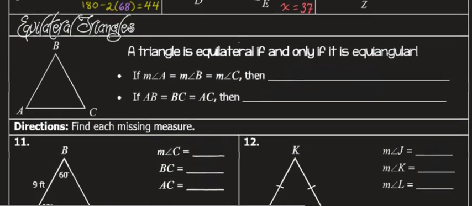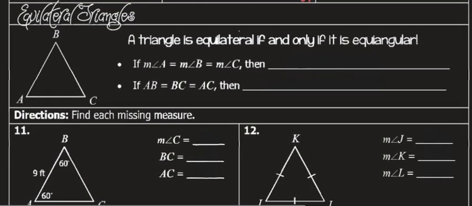Equilateral triangles. A triangle is equilateral if and only if it's equiangular. If the measure of angle A is equal to the measure of angle B is equal to the measure of angle C, then AB equals BC equals AC. If AB equals BC equals AC, then the measure of angle A is equal to the measure of angle B is equal to the measure of angle C.